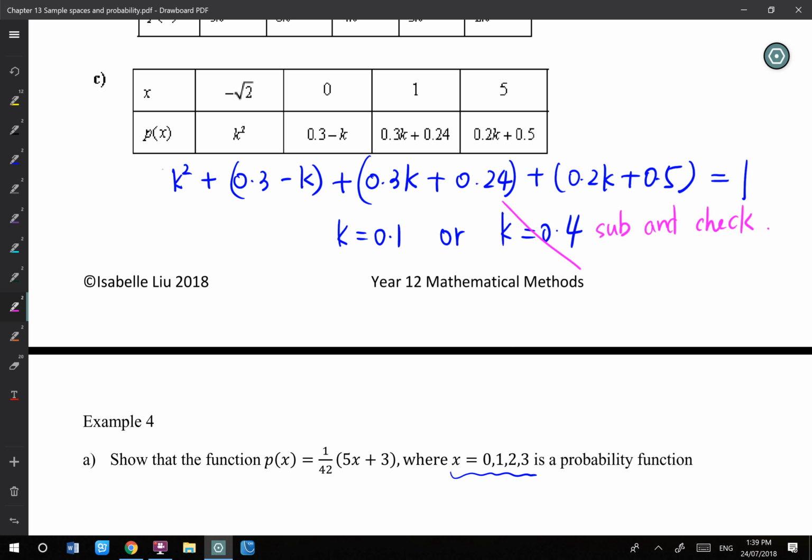So when we set up the equation equals to 1, that's only the first thing we do. We satisfy condition number 2. Then we need to check condition number 1. So sub in and check. So k equals to 0.1 only for this question.